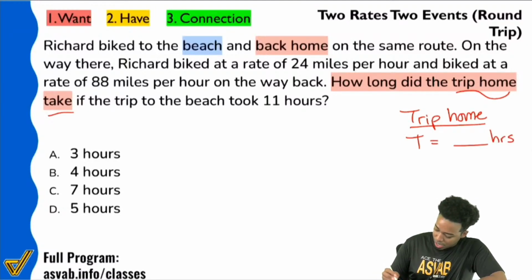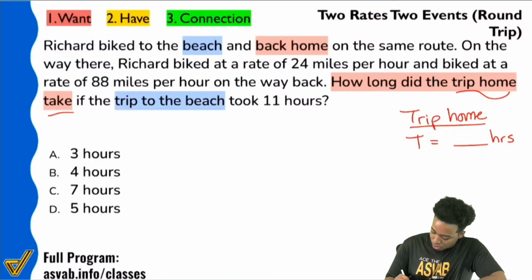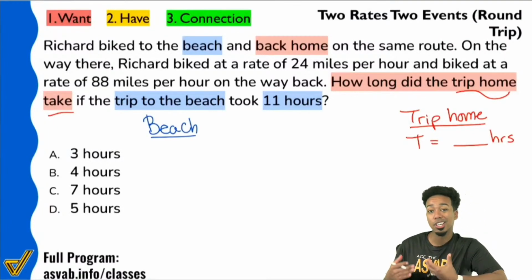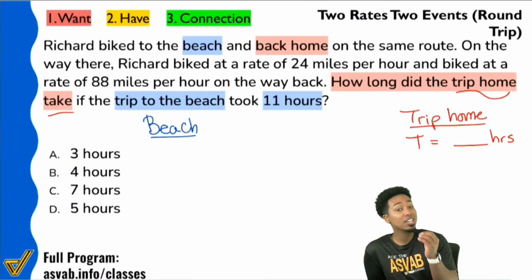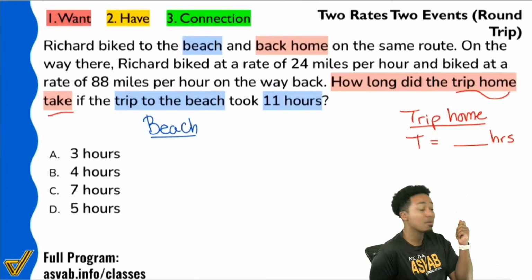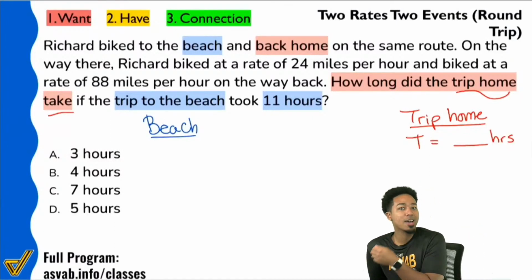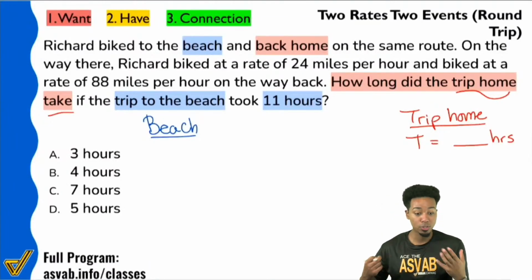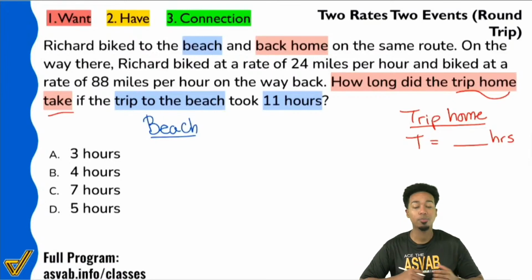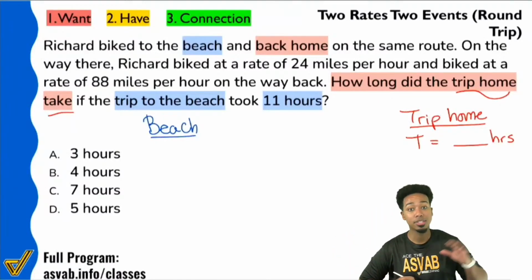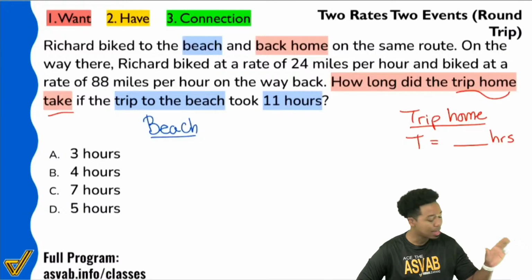Then over here on the left side, it says the trip to the beach, 11 hours. So we have two different scenarios, and we have to organize this and recognize that. Remember in the beginning of class when I said, if we're talking about Bethany's time, we need Bethany's distance and Bethany's rate. If we're talking about Carlos's time, Carlos's distance, Carlos's rate. Here we're talking about Richard going to the beach and going back home. The time, rate, and distance to the beach should be together, and the time, distance, and rate back home should be together.